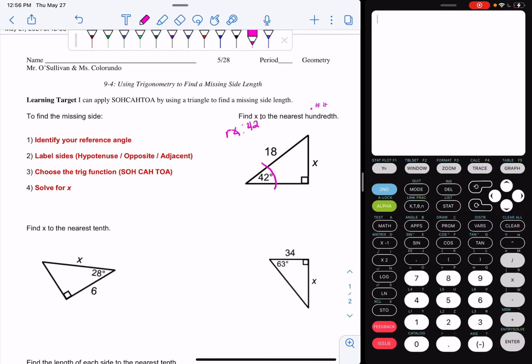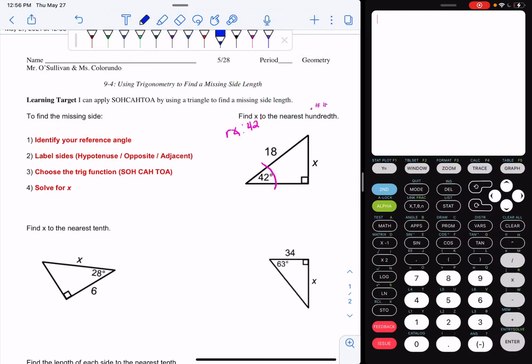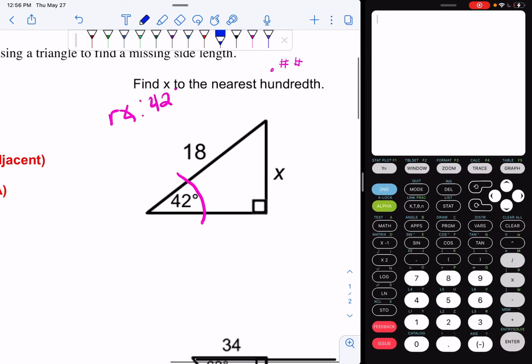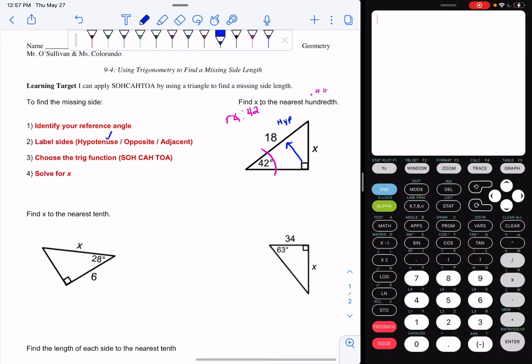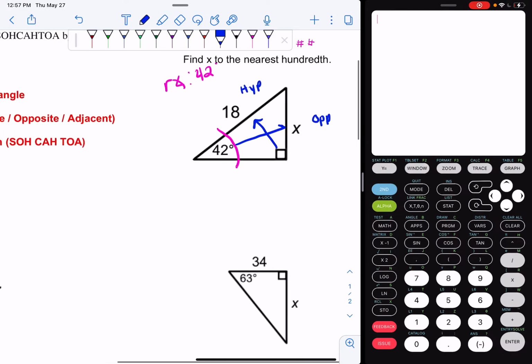Step 2, label your sides as hypotenuse, opposite, and adjacent. And I would do it in that order. So I would always start with my hypotenuse because it's across from my right angle. So if I look across my right angle, it is 18, so I have my hypotenuse. Then I label my opposite. And my opposite is across my reference angle. In this case, it's x. And then last but not least, I write my adjacent.